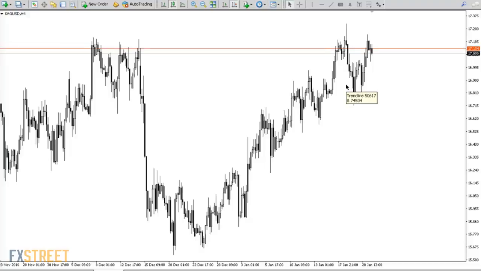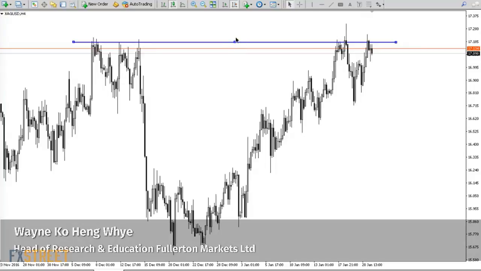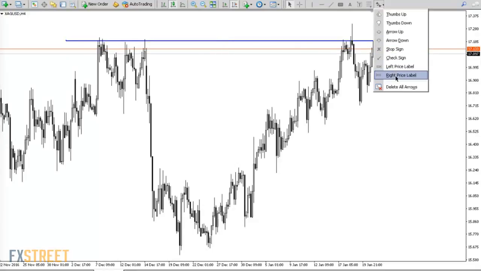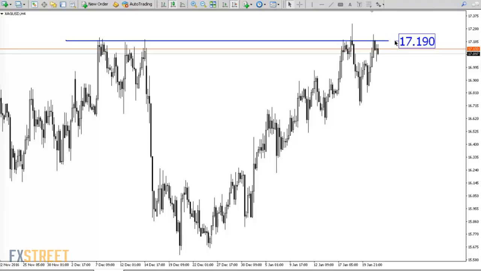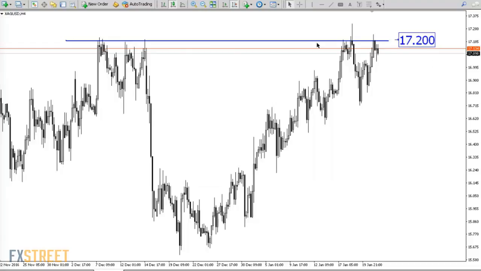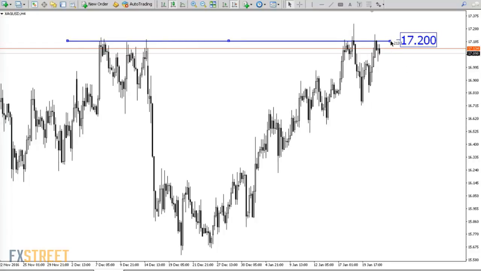Okay, over here is a silver H4 chart. Okay, I'll mark the levels or the regions first, then I'll zoom in for better visibility. So the region is about $17.20 for silver. So price failed to close higher.